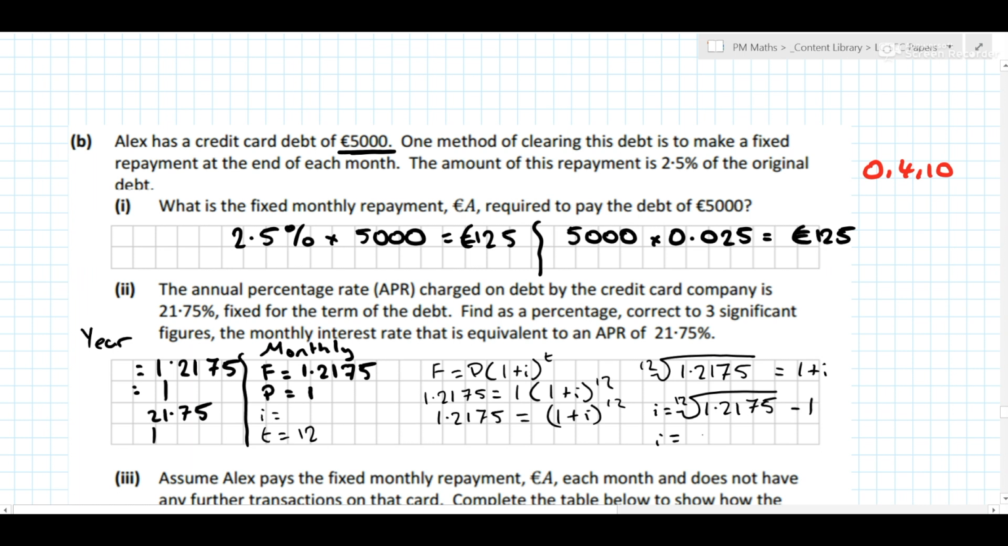i is equal to 0.016535, and as a percentage, that is 1.65%. I think I lost a little bit out the front here. F, P, I, and T. And again, really nicely, 0, 4, 10, 2, ridiculously easy questions.